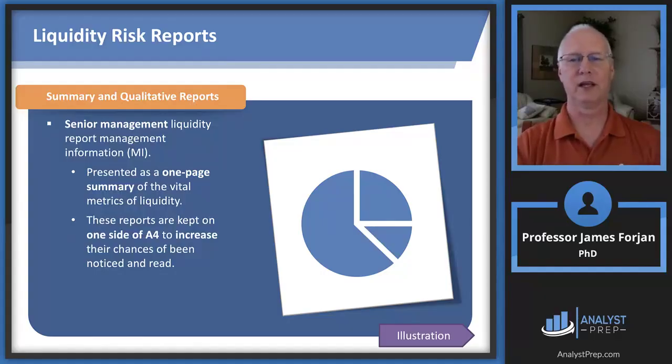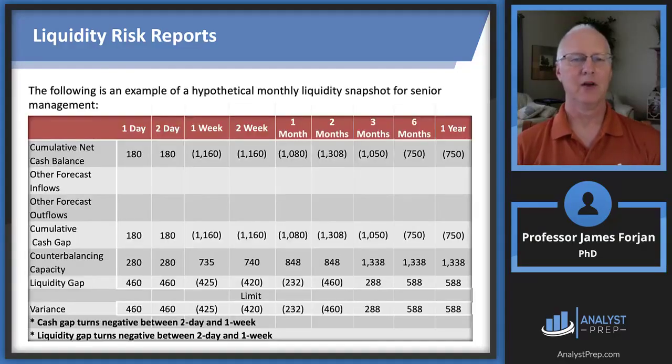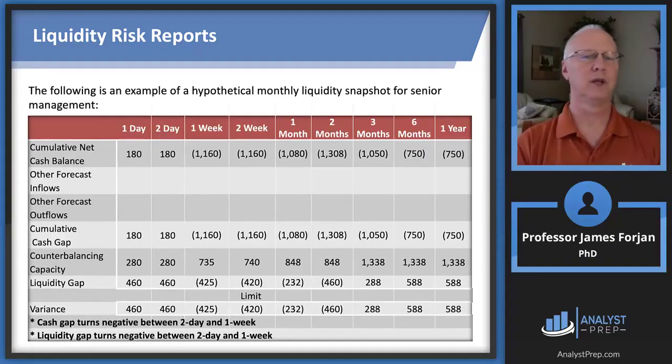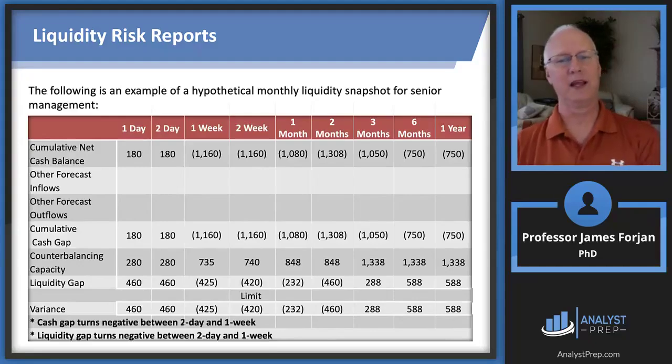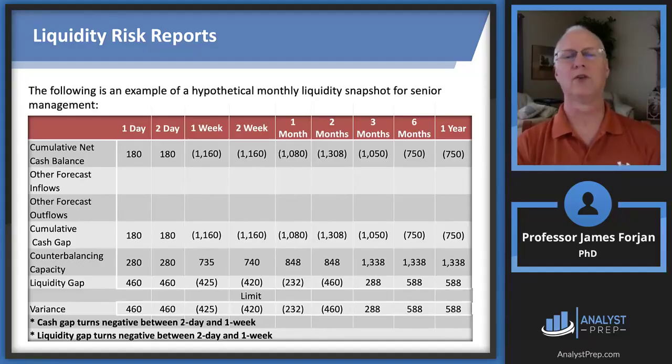Remember, the A4 is like the general accounting stuff, which will include a liquidity section. And here's a good quick example, hypothetical monthly liquidity snapshots. Notice we go from a day all the way out to a year. There's our cumulative net cash balance. Notice not much change over a couple of days, but then at the end of the week, at the end of 2 weeks, and at the end of the month, boy, that cumulative net cash balance turns negative. And then we kind of decline all the way out to a year. In this hypothetical simple example, we don't have any other forecasted inflows and outflows. So we've got this gap there.